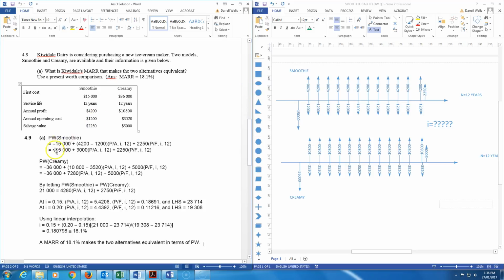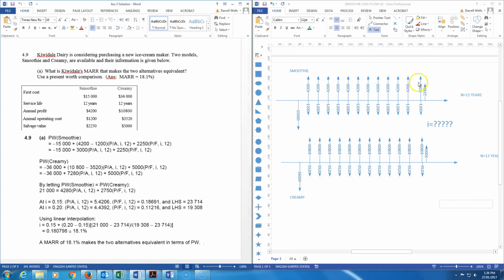So if we look at the smoothie one here, and the solutions here on the left, we can see that for present worth analysis, we have our negative $15,000 initial cost, plus we have annual revenues and annual costs, so we can subtract those directly, but we want to convert them to a present value, so we want to find P given A to convert these annuities into a present value. So P given A for i, we don't know i, and N is 12 years.